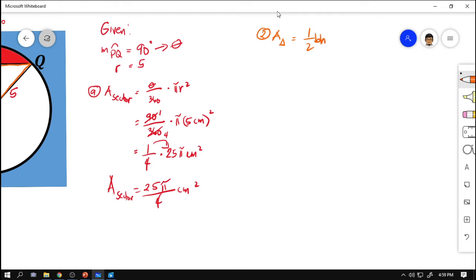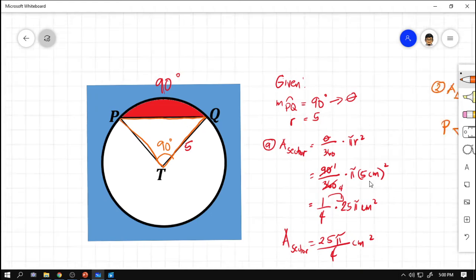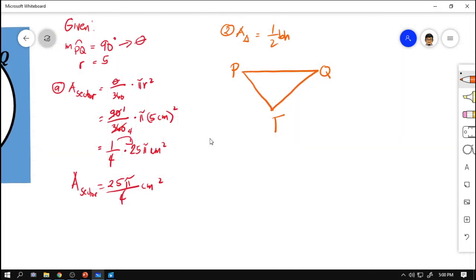Say, let's isolate the given figure. Let me draw it. Excuse my sketch. Say this is point P, this is point Q, and this is point T. And if the degree measure of arc PQ is 90, therefore its central angle is also 90 degrees. Okay? So 90 din ito.